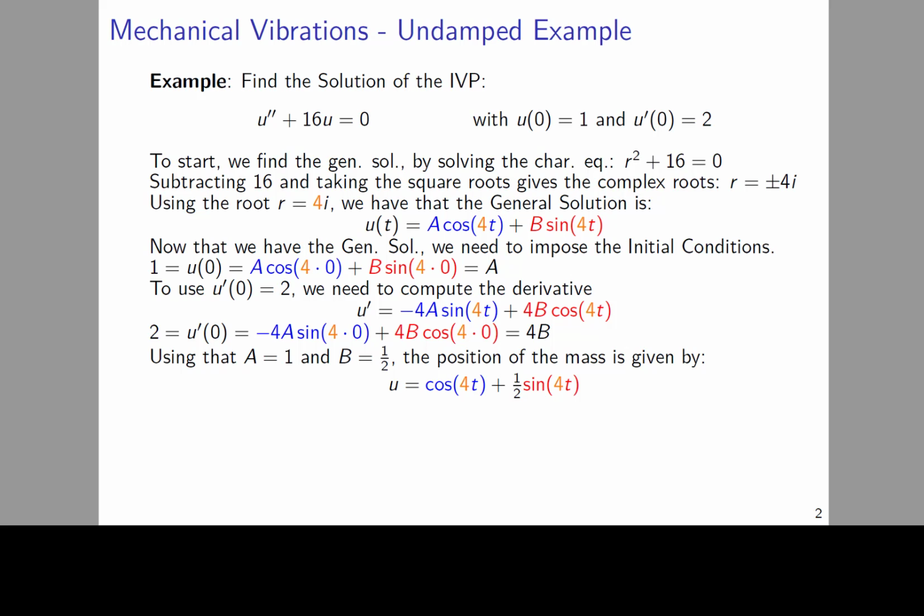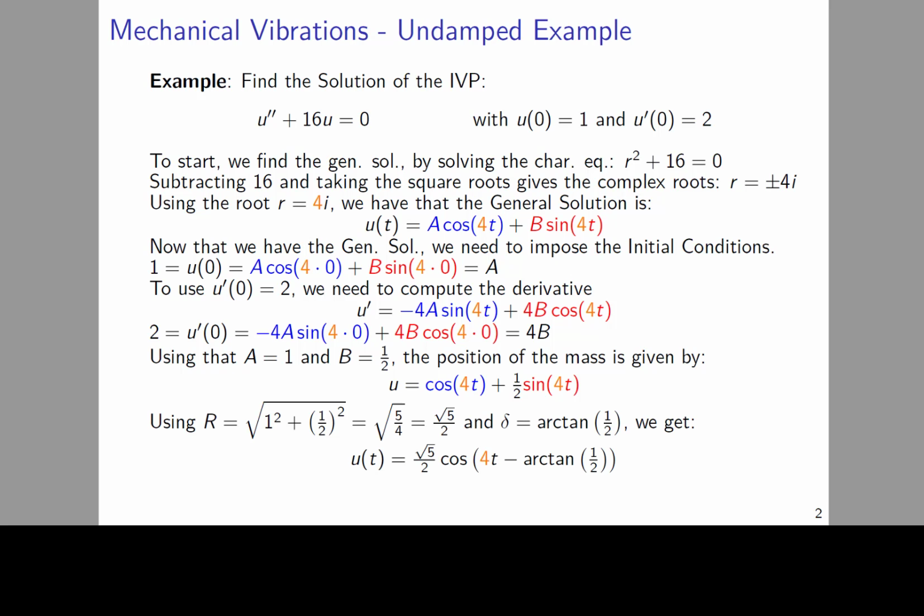In order to find the amplitude of this mass spring system, we'll want to write r as the square root of a squared plus b squared, which is 1 squared plus 1/2 squared, or the square root of 5 over 4, which reduces to the square root of 5 over 2. Additionally, we need to find delta, which is the arctan of b over a, which is 1/2 over 1, so delta is the arctan of 1/2, which we can't simplify any further.